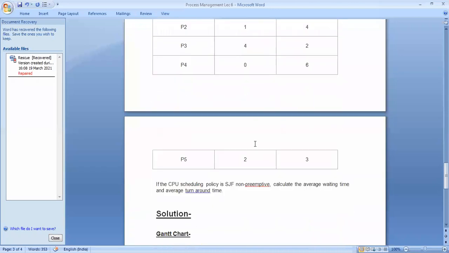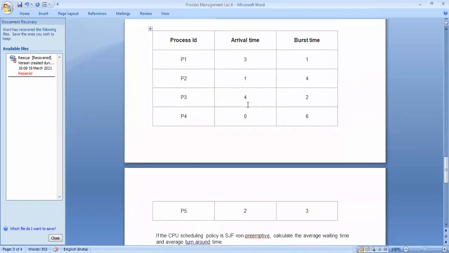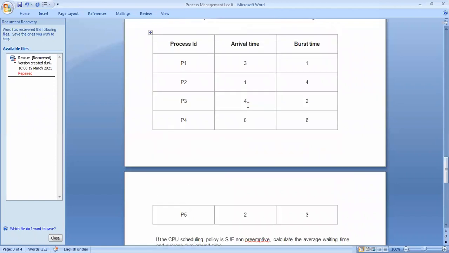Now after 6 milliseconds, you will check all the processes in the ready queue. Because after 1 millisecond P2 arrives, then after 3, 4 and 2 milliseconds the others arrive, that means all other processes are ready for execution. So P1, P2, P4, P3 and P5. Now we'll compare which process has the smallest burst time.